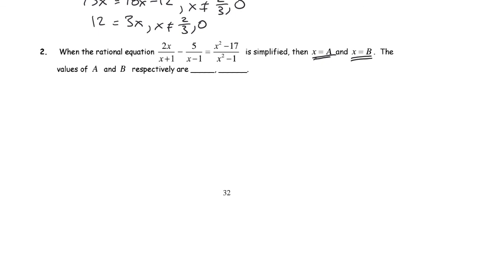So first of all, I'm going to do some factoring here. And I'm going to get 2x over x plus 1 minus 5 over x minus 1. There's really nothing I can do there. Now, notice on the right-hand side here, I've got this x squared minus 17. I am tempted to want to factor that as a difference of squares, but 17 isn't a perfect square. So I'm going to leave it like that and hope for the best that it goes away here. But x squared minus 1 in the denominator, that is a perfect square. Sorry, not a perfect square, difference of squares.